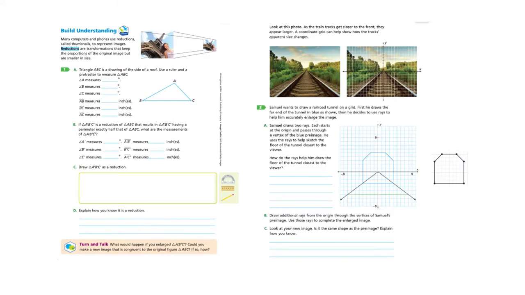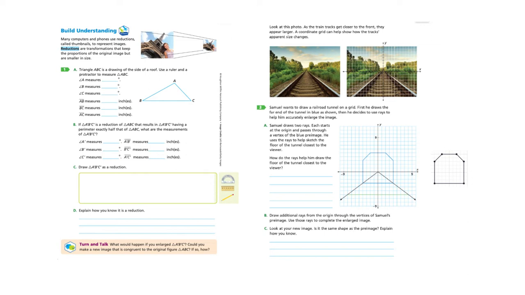So these next two pages are the build understanding. And so again, they show you need a protractor, a ruler, and a pencil. So let's get started. Many computers and phones use reductions called thumbnails to represent images. And here they have in the blue, that's a vocabulary word. Reductions are transformations that keep the proportions of the original image but are smaller in size.